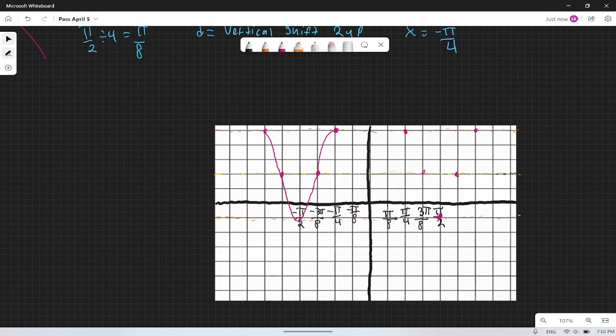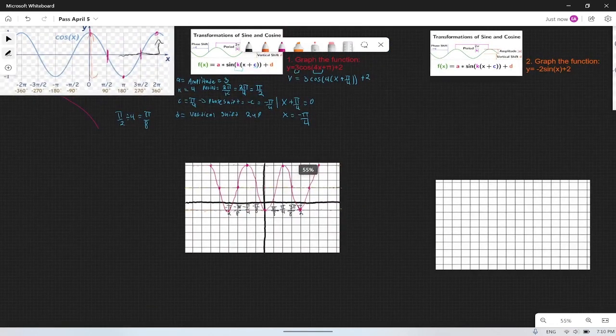Oh, should have one. Sorry, I made a mistake there. If I add that dot. And that's how you can graph a cos graph with transformations.